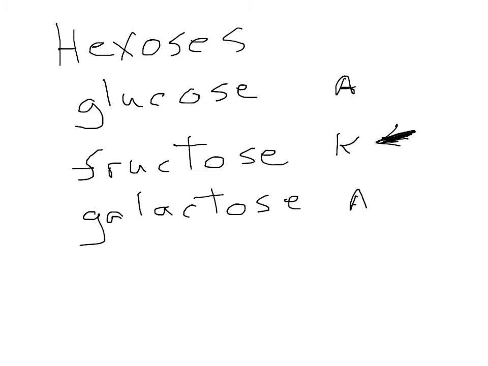We don't have a lot of sugars with 7 carbons, so I'm just giving you the most important ones that we have in the body. The 2 pentoses we have in DNA and RNA, and these 3 hexoses that we'll see you eat a lot of.